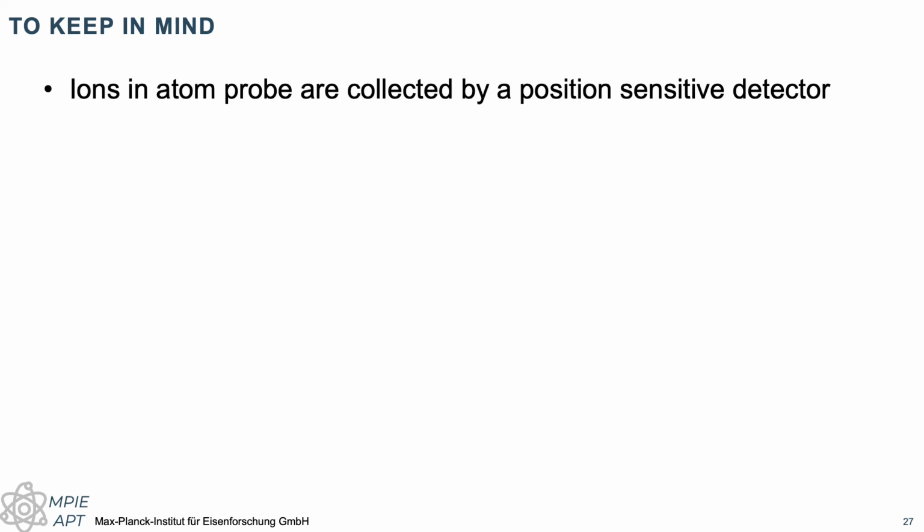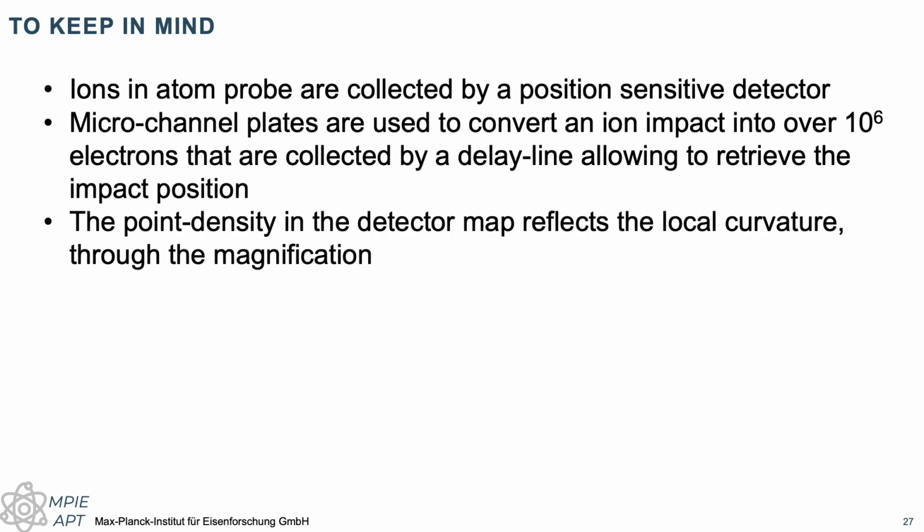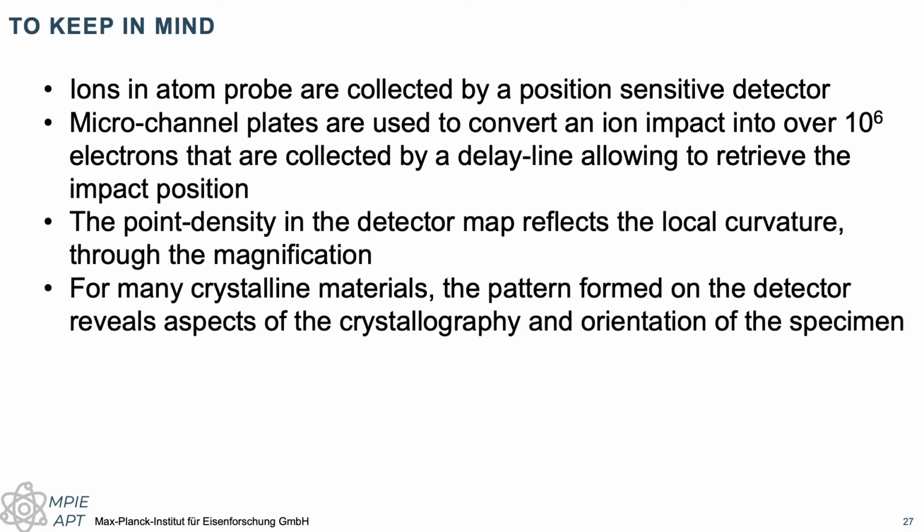Right, to conclude, some things to bear in mind. Ions in the atom probe are collected by a position-sensitive detector. The detector is made of microchannel plates that convert an ion impact into millions of electrons, and these electrons are collected by a delay line, allowing us to retrieve the impact position. The point density on the detector map reflects the local curvature, basically reflects the magnification and changes in the magnification. For many crystalline materials, there's a pattern that forms that corresponds to these sets of crystallographic planes. So once we can identify them, we can actually reveal aspects of the crystallography of the specimen.